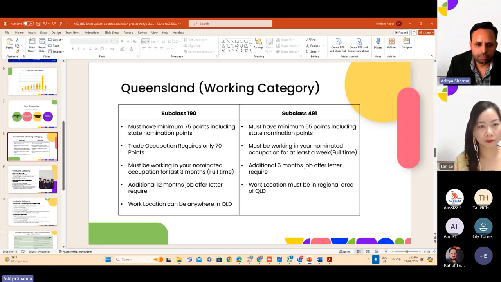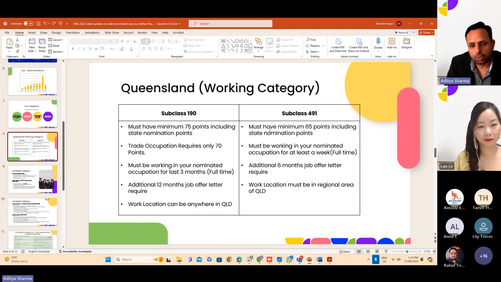So for 190, for skill level 1, the professional occupations, to be eligible for a 190 EOI, apart from the general criteria, you need a minimum of 75 points, including 5 points from the state government. If you are in a trade occupation, such as chef, carpenter, motor mechanic or cook, you need 70 points to be eligible for 190. That's not enough to lodge your EOI for 190. You need to be working in your nominated occupation or closely related nominated occupation for at least 3 months, full-time work, which would be 30 hours minimum.